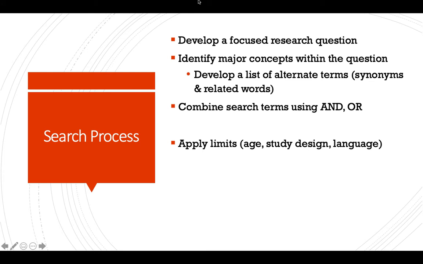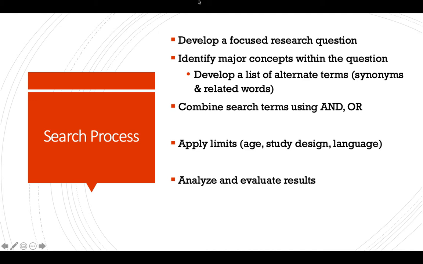After you have your list of terms and you've combined them with AND or OR, then you're going to want to apply limits to your search results. So different databases have different ways that you can limit the results, and that's one of the main reasons to use one database over another. So some limits, for example, that you could use are age, study design, language, publication date, etc. You're then going to analyze and evaluate those results.